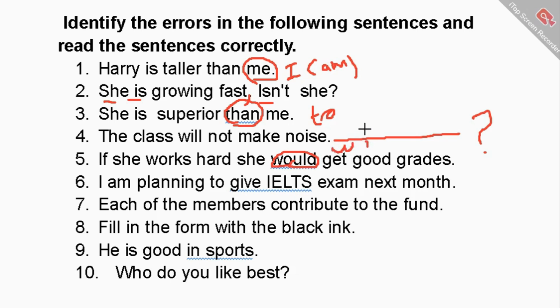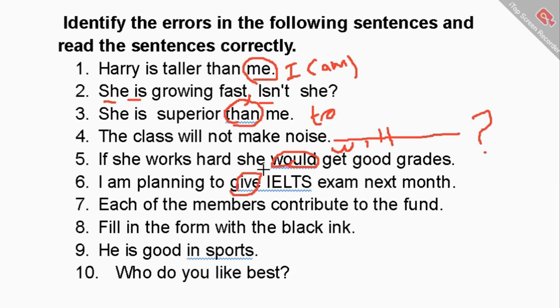I'm planning to give IELTS exam next month. Now here instead of give we should use take. I am planning to take IELTS exam next month. Now why should we use take instead of give? Because we do not use give an exam. Only teachers do. The correct verb for students is take an exam, and also IELTS requires the before it. I'm planning to take the IELTS exam next month. So here you should write the article the, and here take.